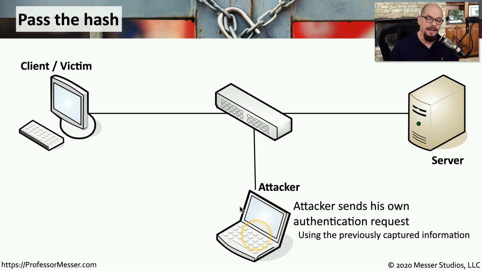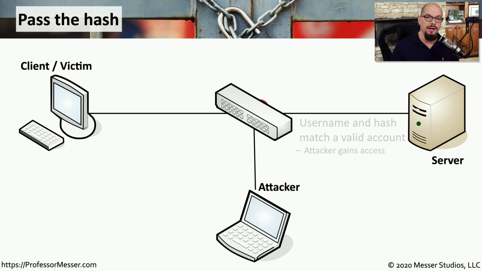Now that the attacker has that hash, they can pretend to be the original user by sending the username and hash information off to the server as if they were doing this from the original client's workstation. From the perspective of the server, this looks like a normal authentication coming from a legitimate user, and that means that the attacker would then have access to that user's account on that server.